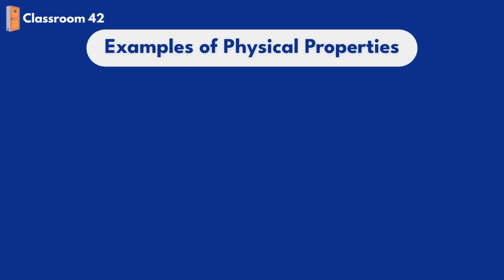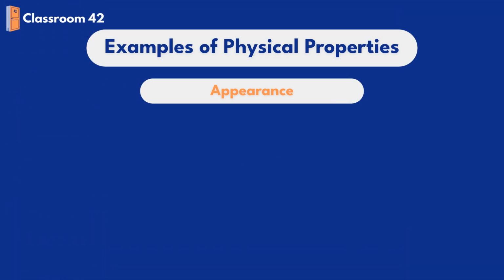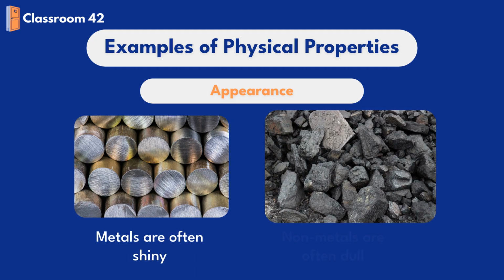Our first example of a physical property is appearance, which describes whether an element is shiny or dull. Most metals are shiny, while non-metals are usually dull.